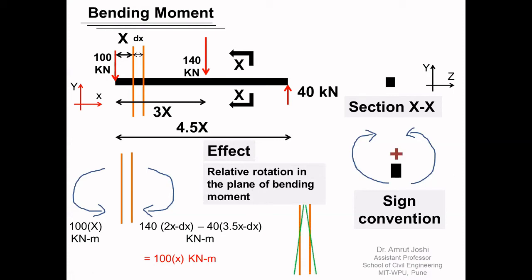What do I mean by this? So this is the new position assumed by these cross sections, and the relative rotation occurs in the plane of bending moment. So what is the effect of bending moment? As it is denoted by moment, the effect cannot be translation, it has to be rotation, and that rotation is relative rotation which occurs in the plane of bending moment.